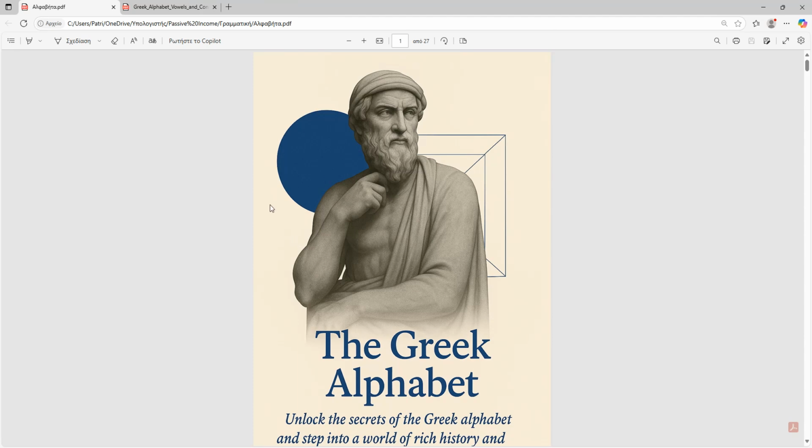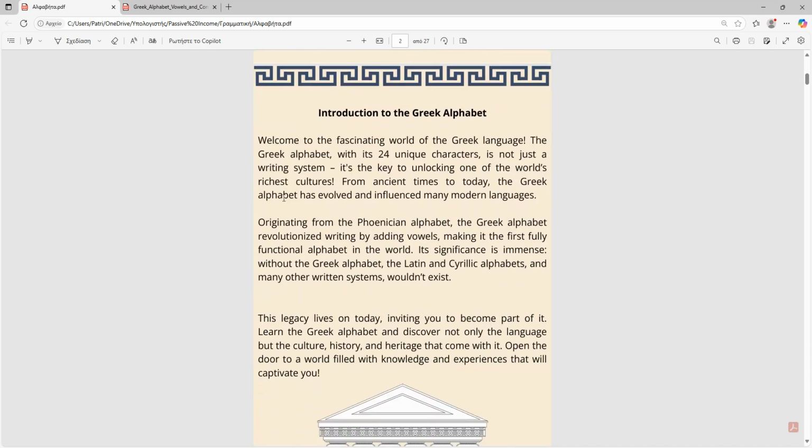So I think the first thing that we can say about the alphabet is that the earlier forms of the Greek alphabet started from the Phoenician alphabet. Let's put it in a simpler way. The Greeks took the Phoenician alphabet, which back then had only the consonants, and they used it and put in the vowels.